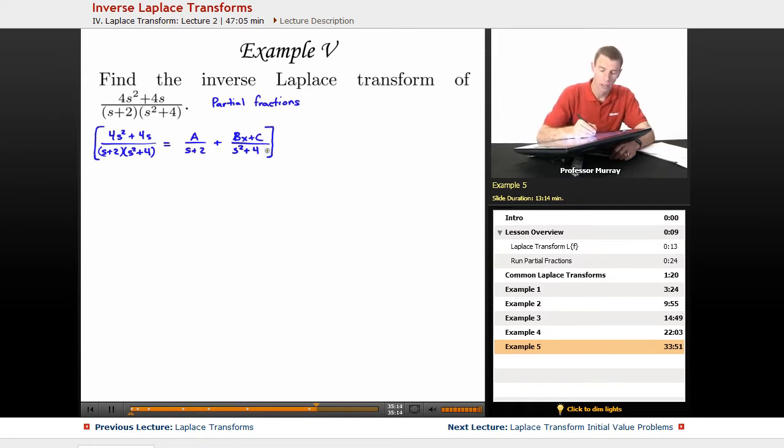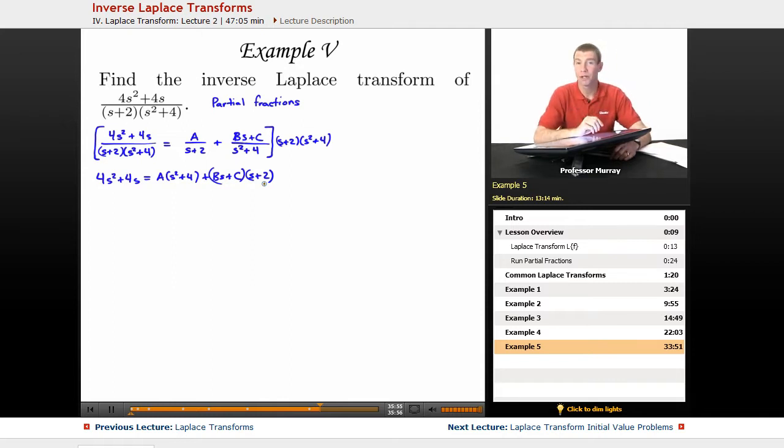We're going to multiply both sides by our common denominator, s plus 2 times s squared plus 4, in order to get rid of the denominators. When we do that, on the left-hand side we get 4s squared plus 4s. On the right-hand side, we get A times (s squared plus 4) plus (Bx plus C). I wrote x, of course, I was thinking in terms of calculus, where we always use x as the variable, but in this case it's an s. So B times s plus C, times (s plus 2).